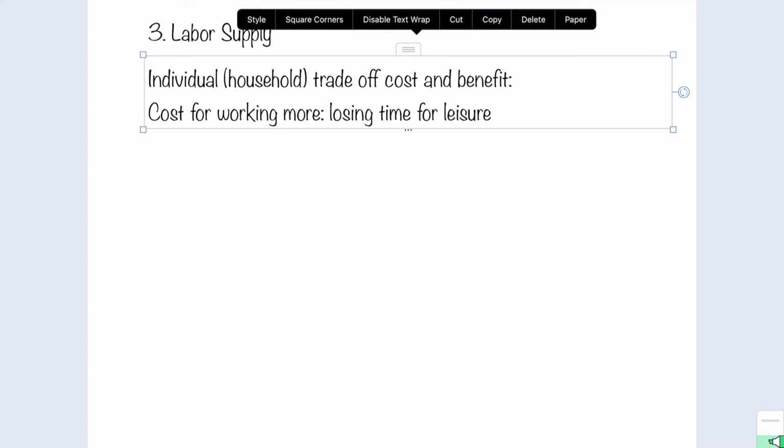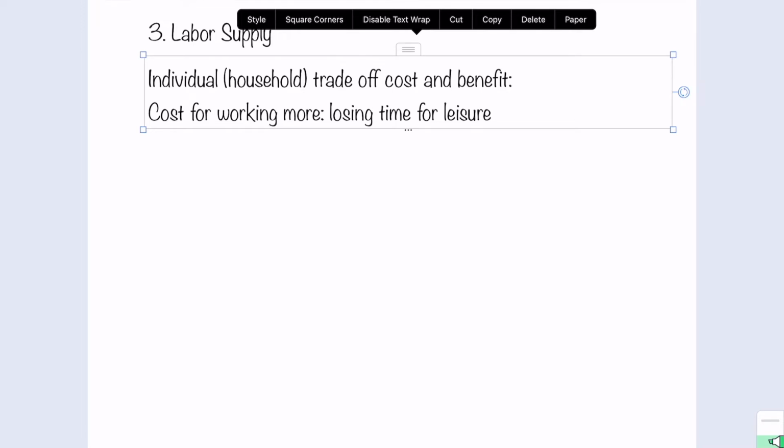So what kind of trade-off are they making? Well, maybe the individual or the household thinks about how many benefits they are going to get when they supply labor. On the other hand, they can also think about the cost that will occur when they supply labor. And then they can trade off the cost and benefit when they provide labor services. It turned out that the cost of working more is losing time for leisure. So why is that so? Well, when you supply labor, it means that you cannot have time for fun. You forgo the happiness or the utility of having leisure.